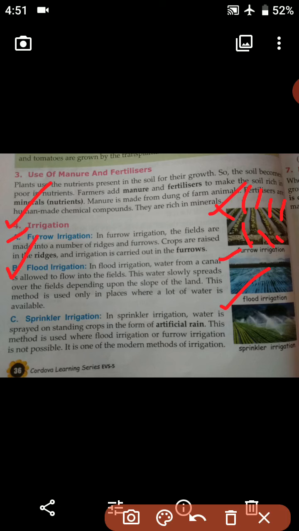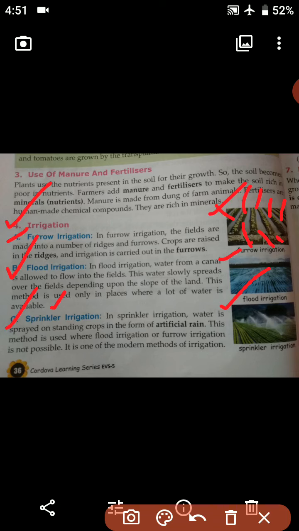This method is used only in places where a lot of water is available. In places where water is very scarce, we cannot use the process of flood irrigation.